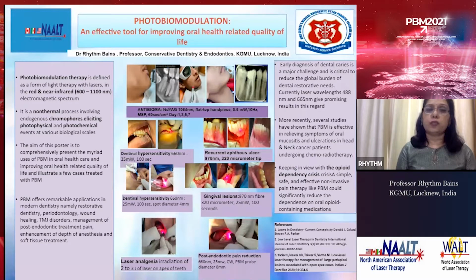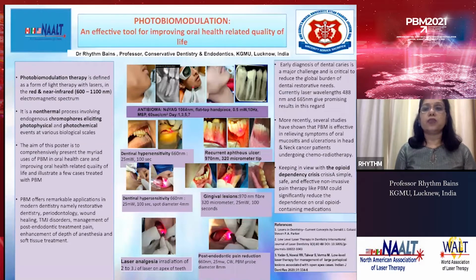The aim of this poster is to comprehensively present the myriad uses of photobiomodulation in oral health care and improving oral health-related quality of life and illustrate a few cases treated with PBM. PBM offers remarkable applications in modern dentistry, namely restorative dentistry, periodontology, wound healing, temporomandibular joint disorders, management of post-endodontic treatment pain, enhancement of the depth of anesthesia, and soft tissue treatment, to name a few.